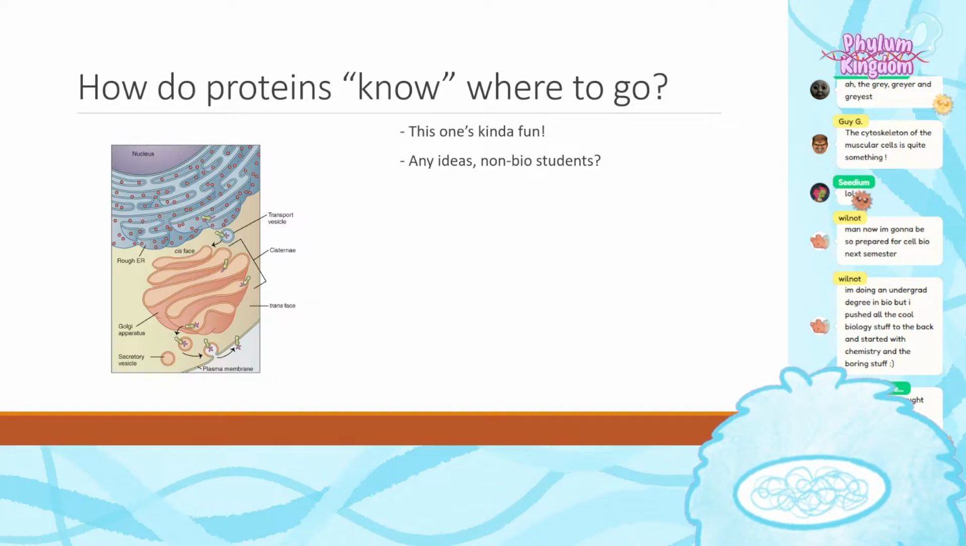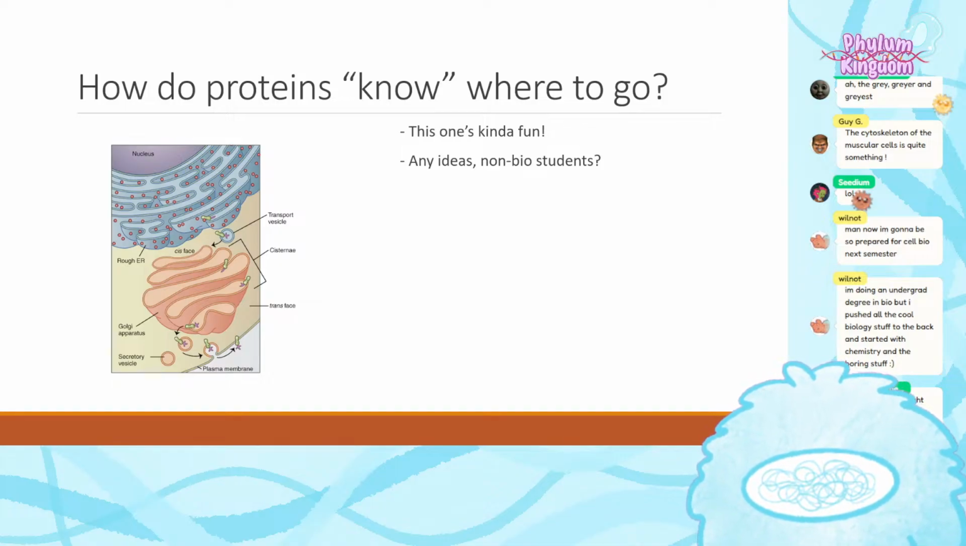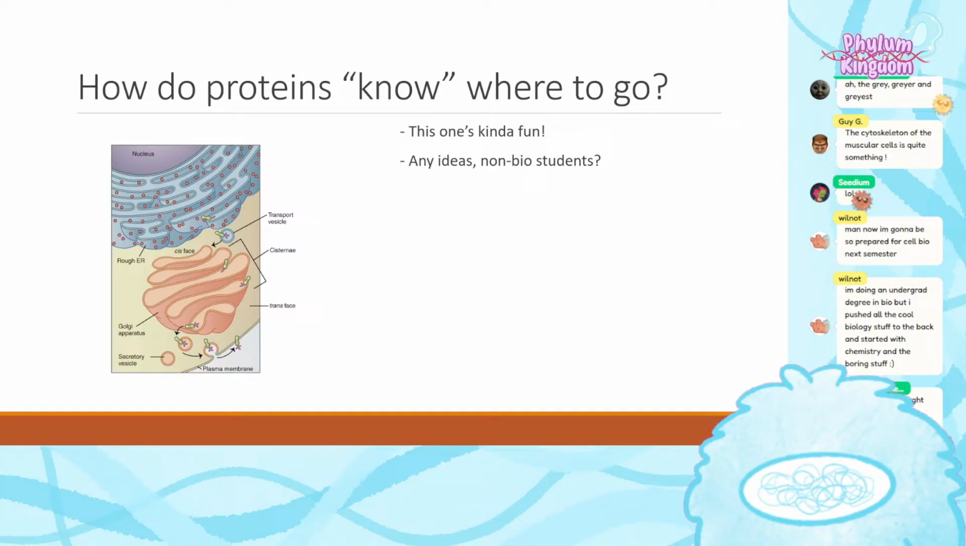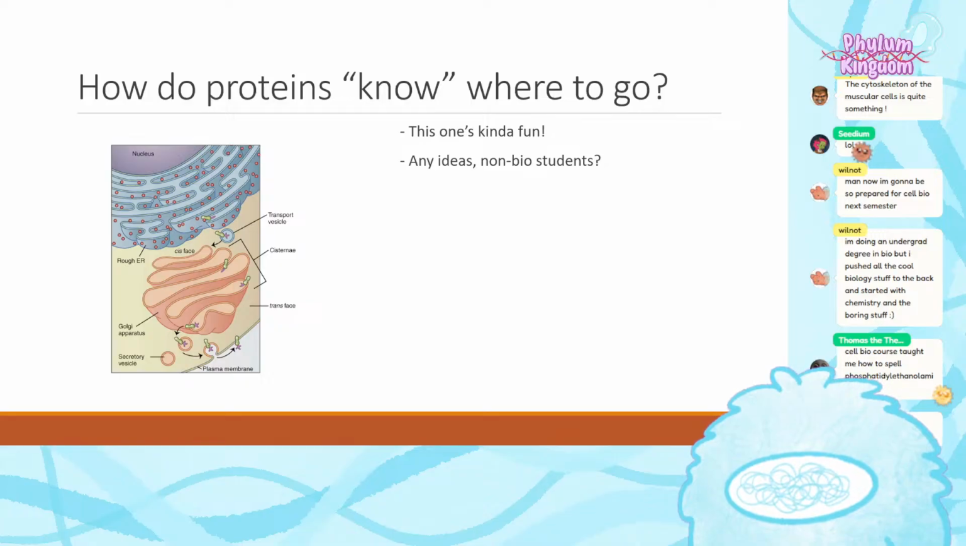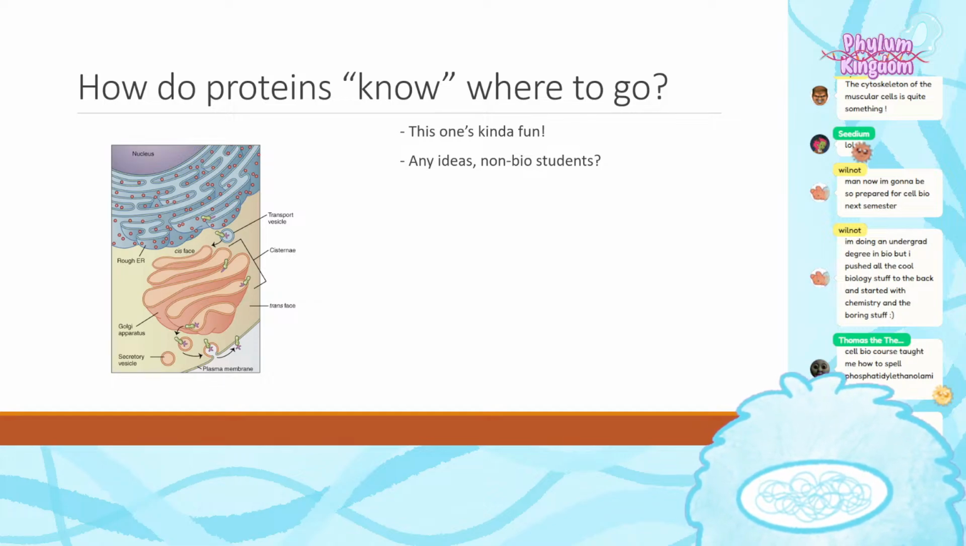Again, non-biologist answer first. I'm doing an undergrad degree in bio, but I pushed all the cool biology stuff to the back and started with chemistry and the boring stuff. That's not a bad way to do it, honestly, because having solid foundations in the more physical side of biology is an excellent mirror, or an excellent window, to understand some of this more complex stuff.